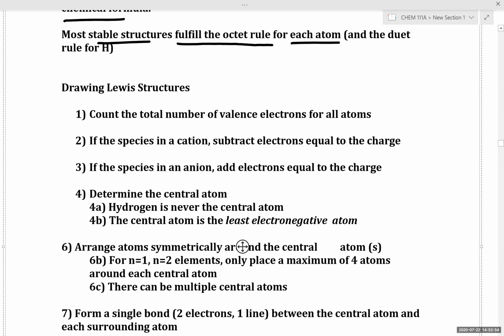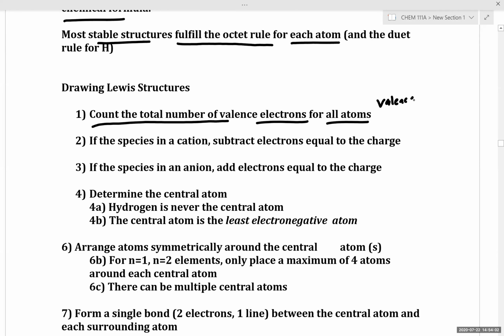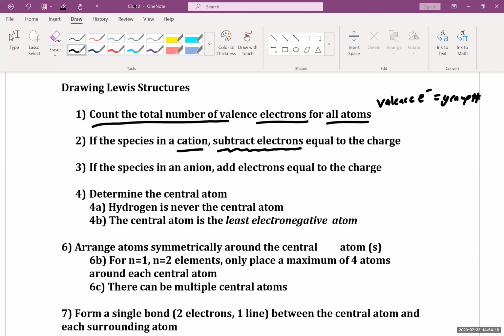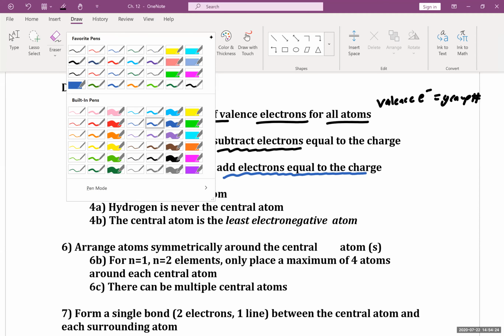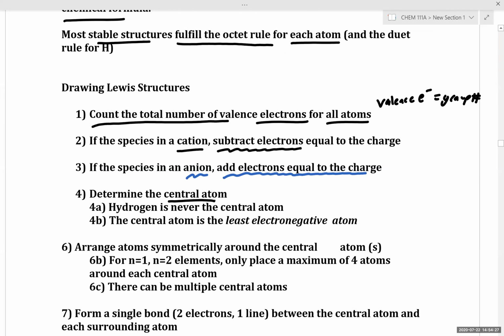Okay, so for drawing Lewis structures, step 1, you count the total number of valence electrons for all atoms, remembering that the valence electrons are equal to the group number for most main group atoms. If your molecule is a cation, you subtract electrons. If your molecule is an anion, you add electrons equal to the charge. Next, you're going to determine the central atom. Hydrogen is never the central atom, and the central atom is always the least electronegative atom.